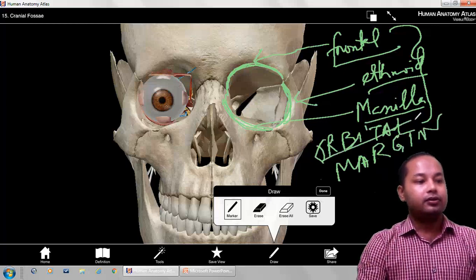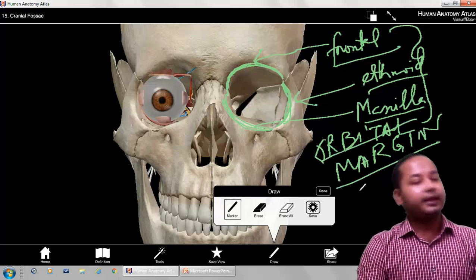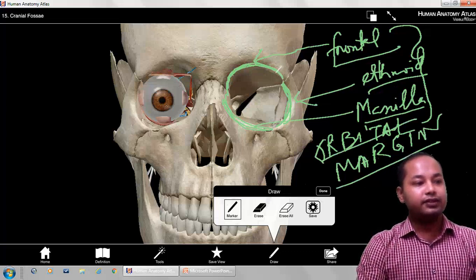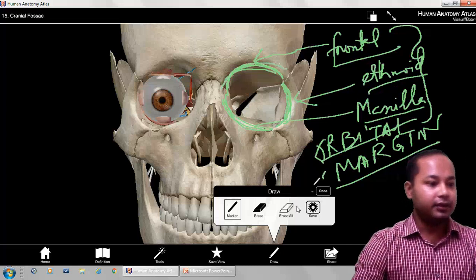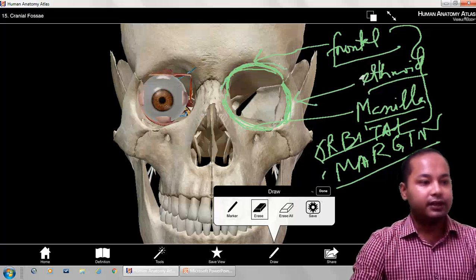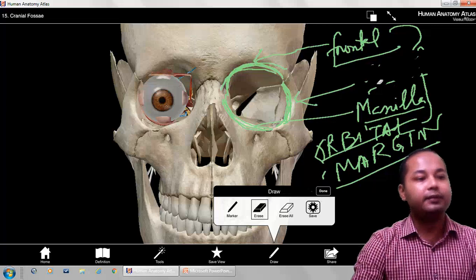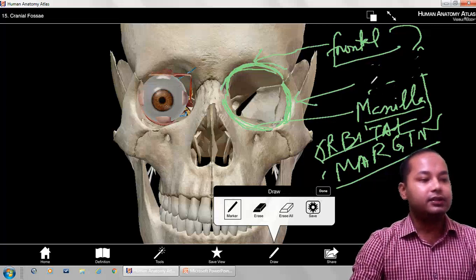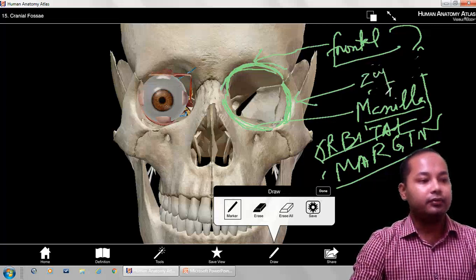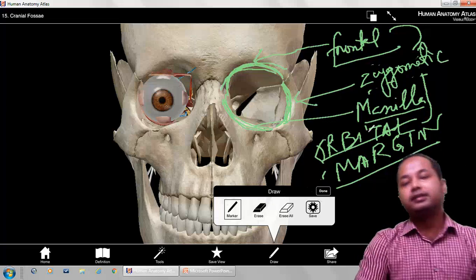Okay. So the orbital margin is made up of, which is very clear, the frontal bone, the orbital margins of the frontal bone. Sorry, it is not the ethmoid, I was thinking something else. This is the zygomatic bone. Sorry, you should correct me when I am telling it. Okay, so this is the zygomatic bone, and this is the maxilla.